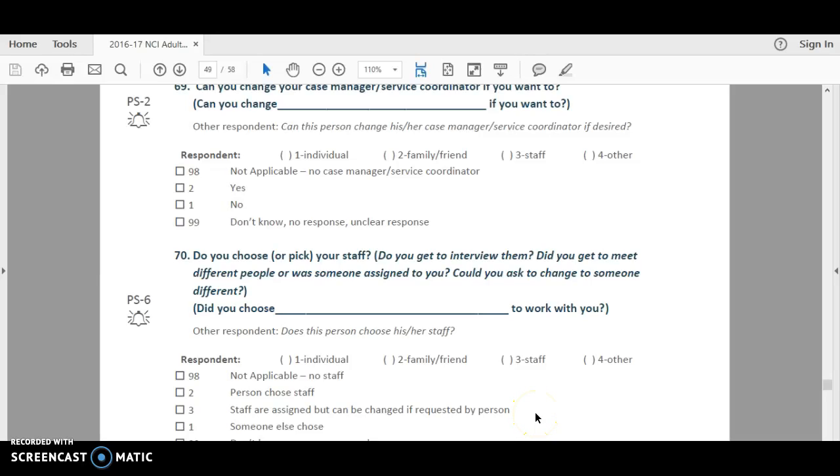For both questions 69 and 70, we do want you to be really delicate about how you ask the question, and for 70, that follow-up question, to make sure that people don't feel like they have to choose or change their case manager or staff for any reason, or that if they answer in a particular way, their case manager or their staff will be switched on them.